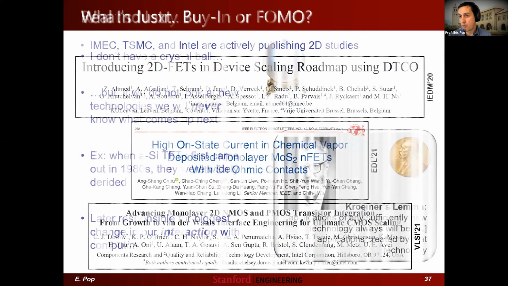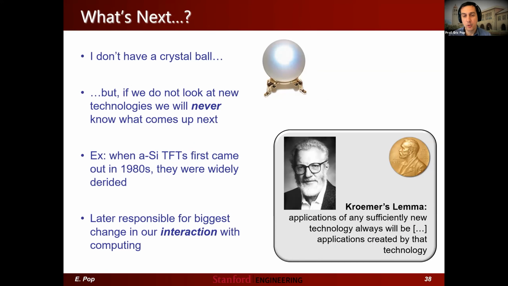I don't have a crystal ball for what happens next, but I'd like to end with Kromer's lemma. Herbert Kromer essentially said that applications of any sufficiently new technology will be created by that technology. So maybe this whole discussion about 2D materials for transistors is the wrong discussion, right? Because transistors may just be silicon forever, right?